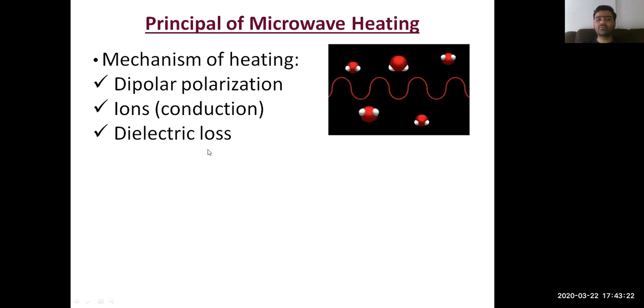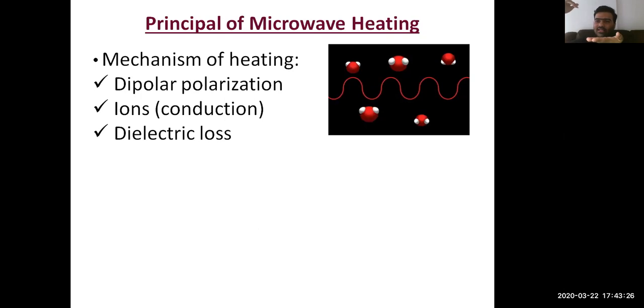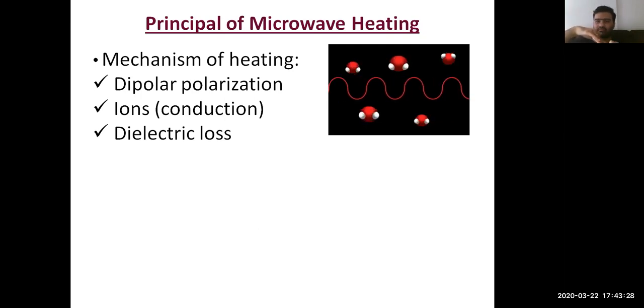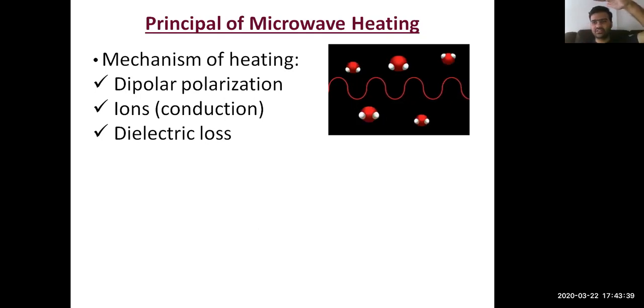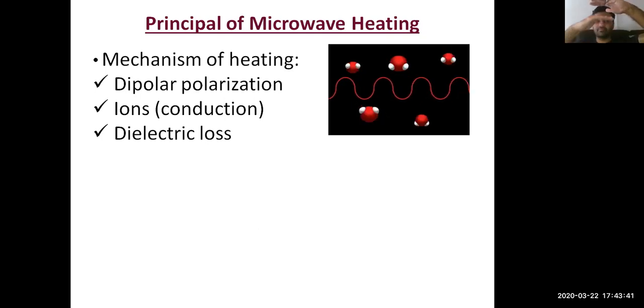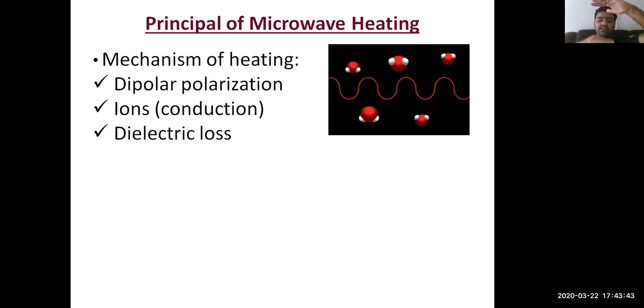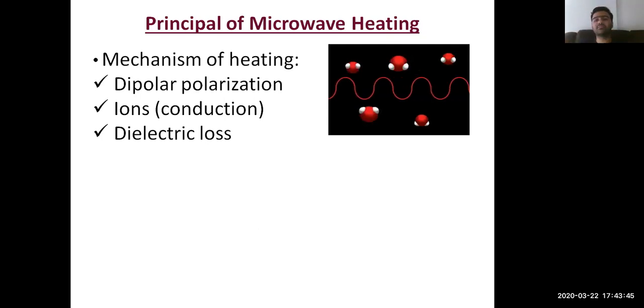There's also another phenomenon called dielectric loss. So what is dielectric loss? Whenever electromagnetic radiations strike matter, they promote the matter to one of its excited energy levels. We've already come across a Jablonski diagram which talks about multiple electronic energy levels. Within electronic energy levels, there are multiple vibrational energy levels. Within vibrational energy levels, there are some rotational energy levels, and so on and so forth, right?